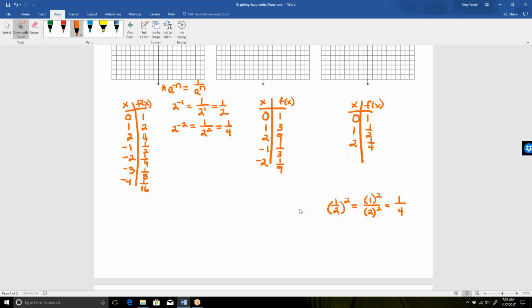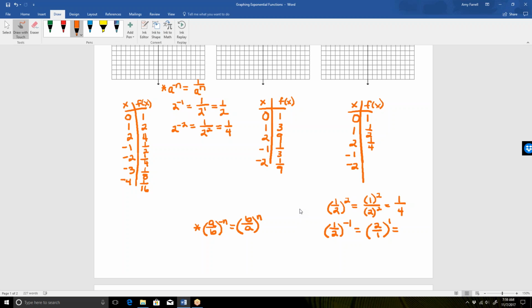Now let's plug in some negative numbers and see what happens. So what if I raise 1/2 to the negative first power? Well, that is equivalent to 2 over 1 to the first power. We have, I'll write it over here, that a over b to the negative nth power is the same thing as b over a to the nth power.